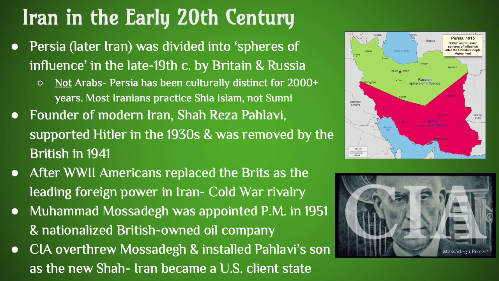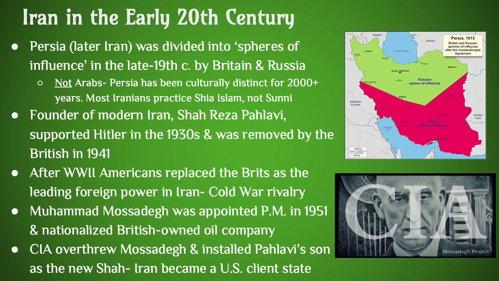We'll turn now towards Iran. Remember, Iran had been called Persia for a long time, although Persia is actually a Greek term. They formally renamed themselves Iran in the 20th century. But Iran was divided into spheres of influence between Britain and Russia. So while it wasn't properly colonized, it was definitely a country that was under the influence of Western countries.